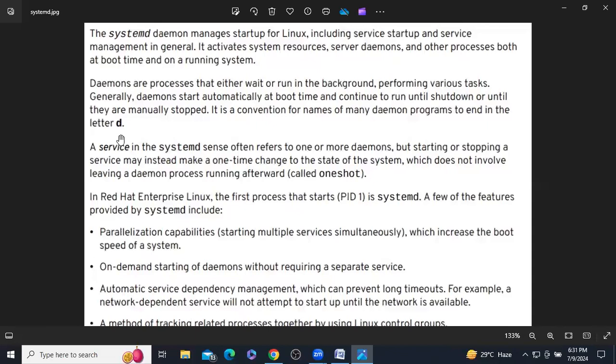That is called a daemon. Each and every service we can say is one daemon. So it is going to run or wait in the background and provide various tasks to us. Daemons start automatically at boot time, and until you shut down the machine or stop the daemon manually, it will run.